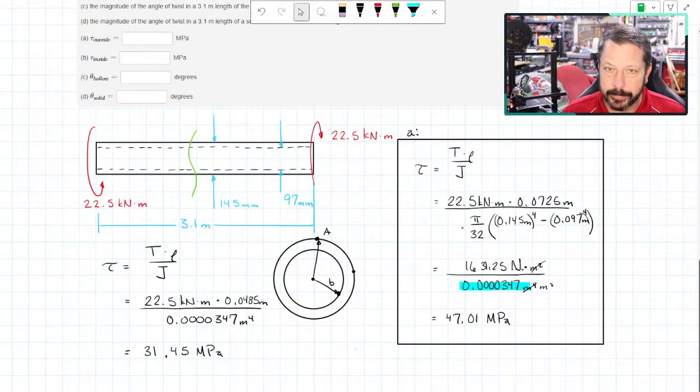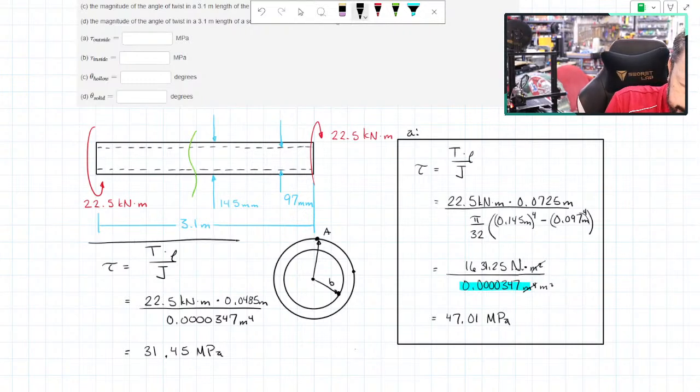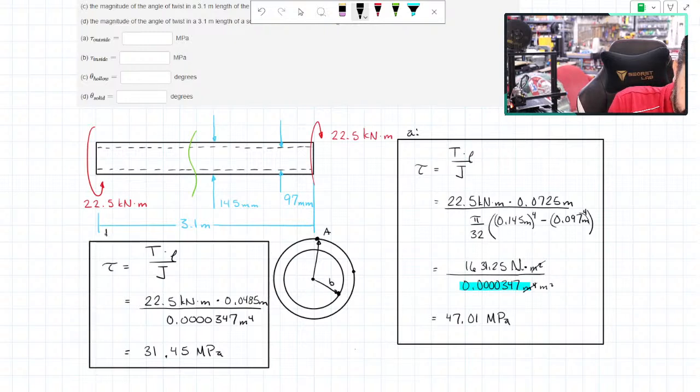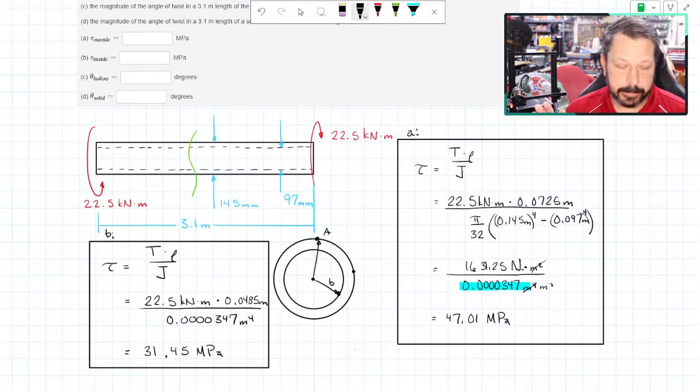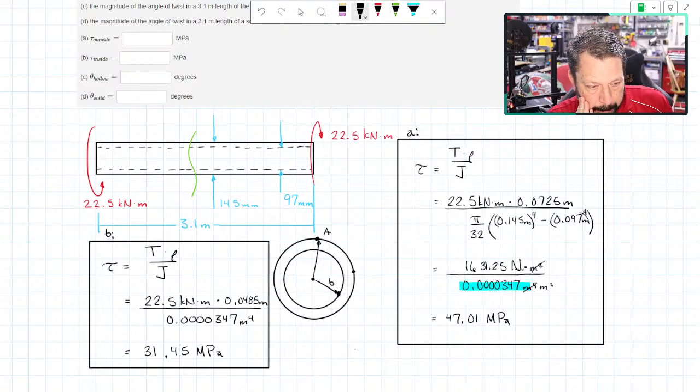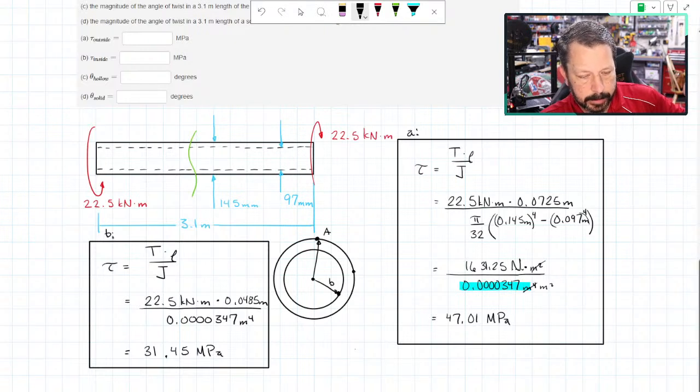I did 0.45, but I think it's fine. So this little part is for part B. Part C is the new stuff. Part C says, all right, if this is a hollow shaft just like it's described, what is the angle of twist from one end of the shaft to the other one? So it's 3.1 meters long for this hollow tube.